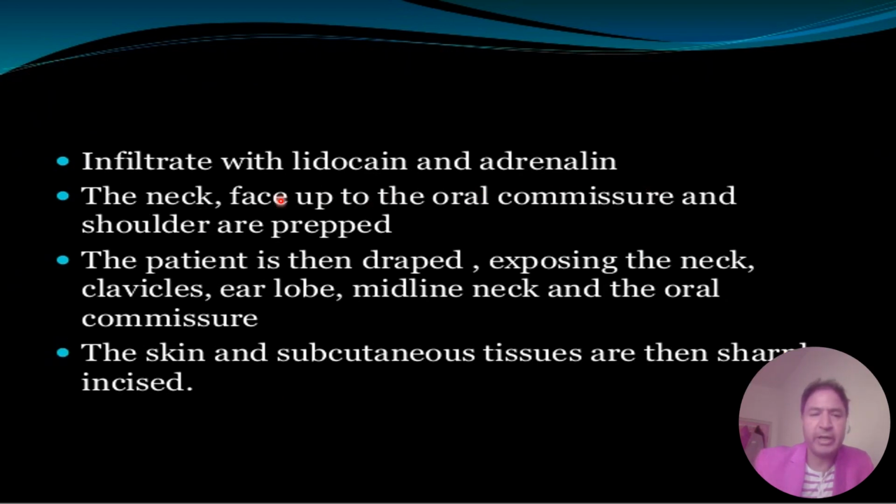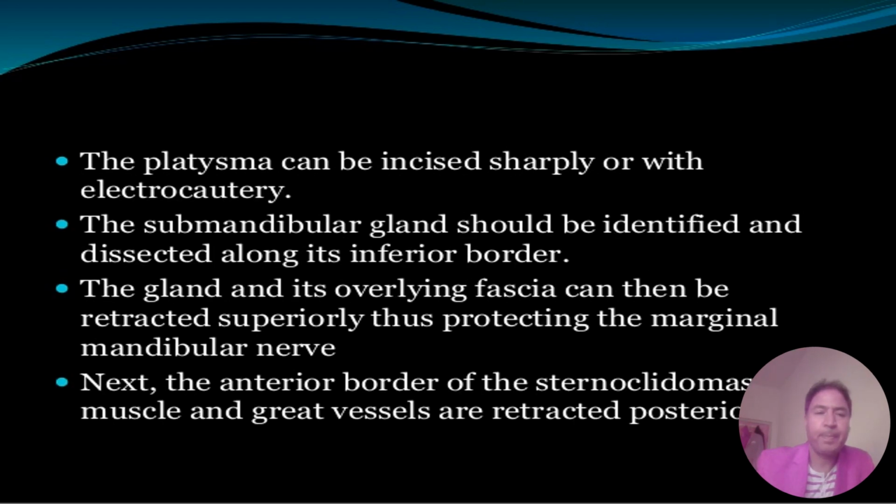Infiltrate with lidocaine and adrenaline, and the neck and face up to the oral commissure and shoulder are prepped. The patient is then draped, exposing the neck, clavicle, earlobe, midline of the neck, and the oral commissure. The skin and subcutaneous tissue are then sharply incised. The platysma can be incised sharply or with electrocautery.